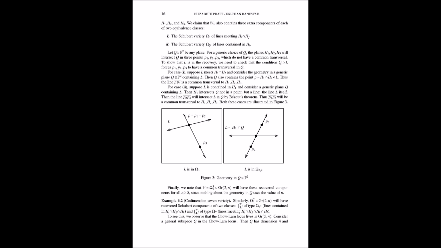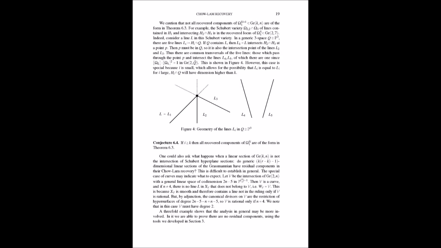Now, there are cases where this Chow-Lam locus is not a hypersurface. In those cases, Pratt and Ranestad simply define the Chow-Lam form as 1. It might seem a bit arbitrary, but it's a necessary technicality to handle those situations. Okay, so I'm starting to get the gist of how they define the Chow-Lam form. But can you give me a concrete example to make it more tangible?